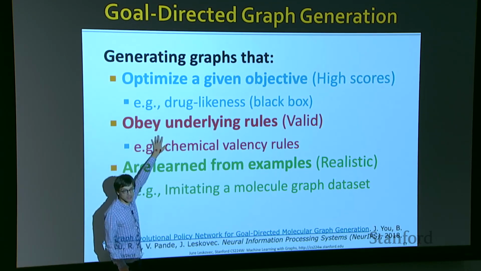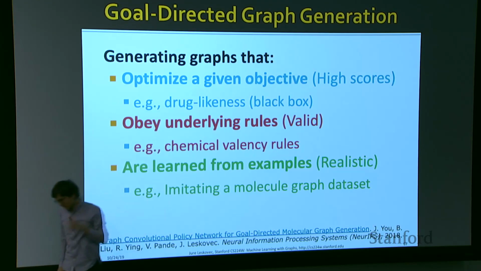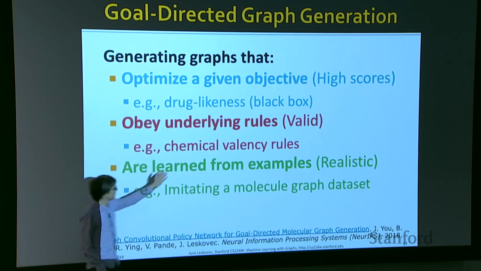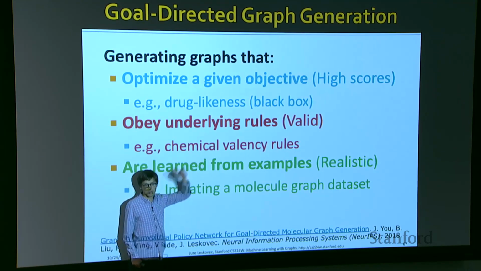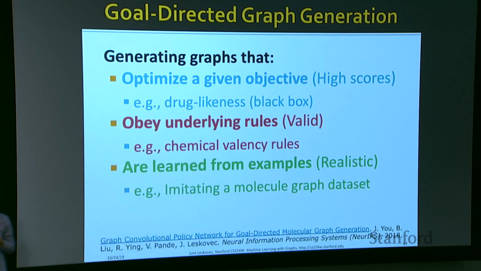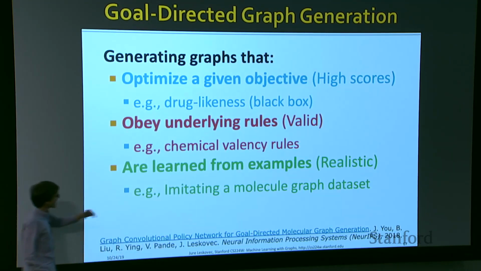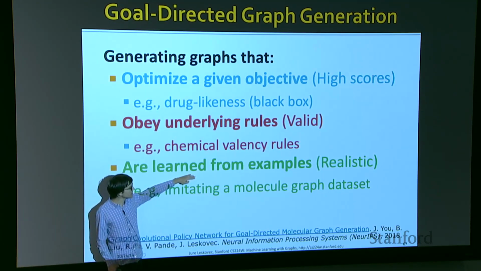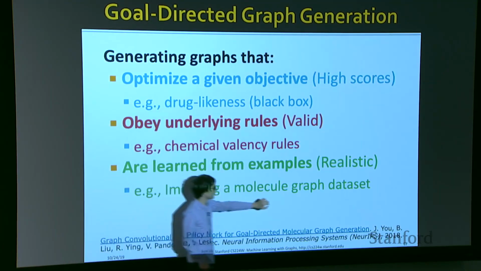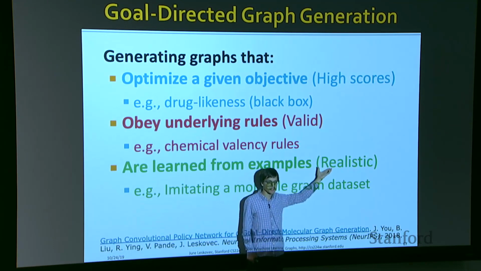So that obeys underlying chemistry rules, so that, you know, oxygen doesn't have 26 bonds. So you need to know the valency of different atoms. And then you want this to be learned from examples. And it is important because you want your molecules to be realistic.